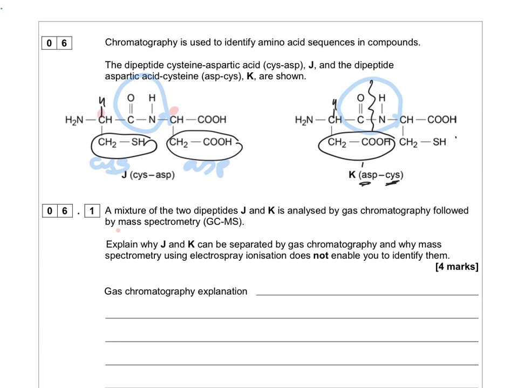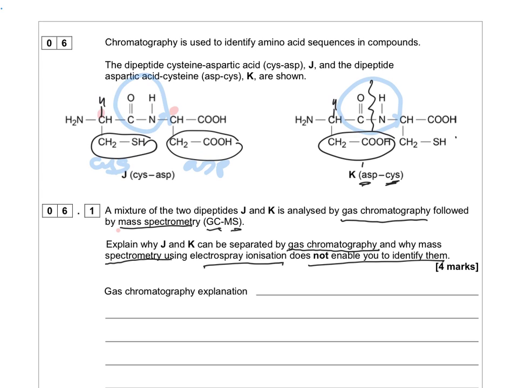So the next question says, a mixture of the 2 dipeptides, J and K, is analysed by gas chromatography, shown in the last slide, and then followed by mass spectrometry. So it's called gas chromatography-mass spectrometry. Why can J and K be separated by gas chromatography, and why, using mass spectrometry with electrospray ionisation, can't we identify them?